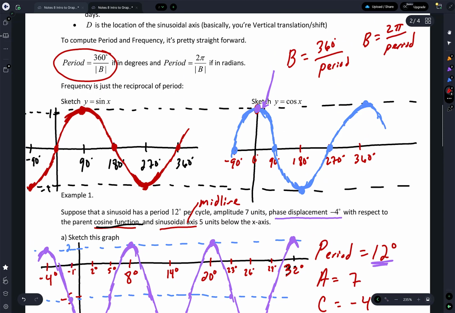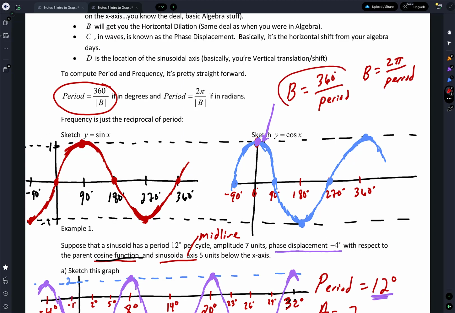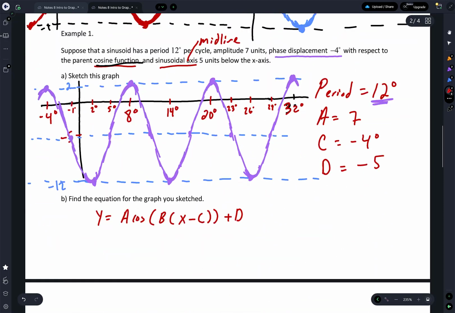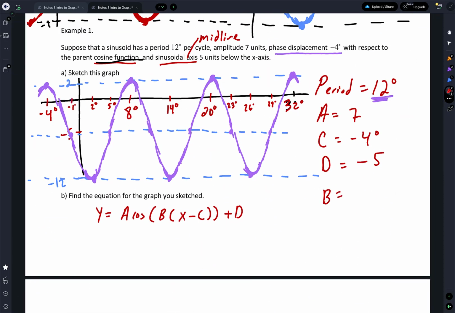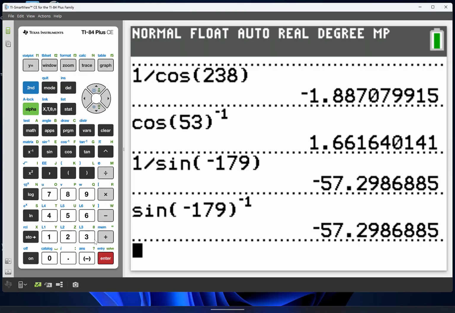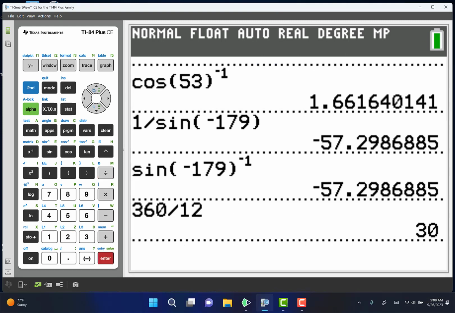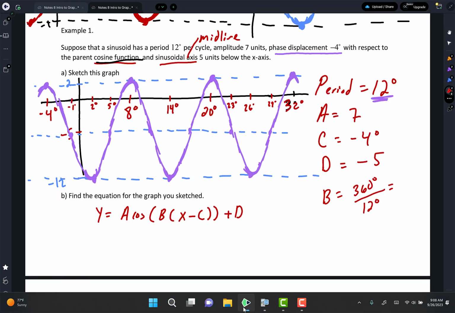If you scroll up to your notes, it tells me right here that if I'm in degrees, I get the B by doing 360 divided by the period. So I'm going to write B equals 360 degrees divided by the period, which is, what was the period on this one? 12 degrees. The B does not have a degree symbol. I guess you can think about it as degrees canceling out. It's just a scale factor or dilation there. 1 over 12 is the real scale factor. Take your calculator, go 360 divided by 12. If you don't need a calculator, you don't need it. But if you need it, you need it. It's 30.